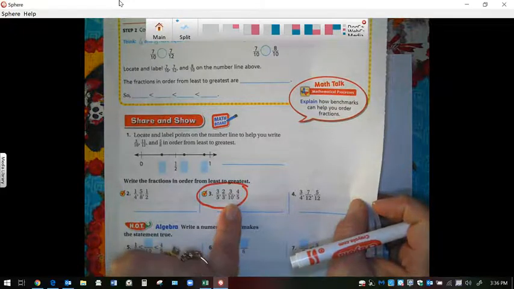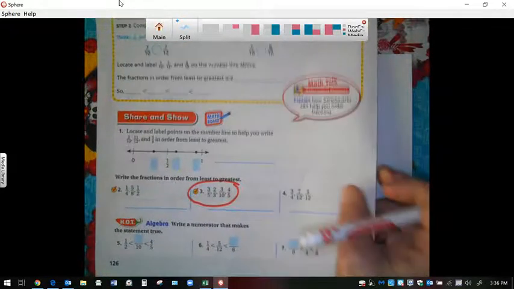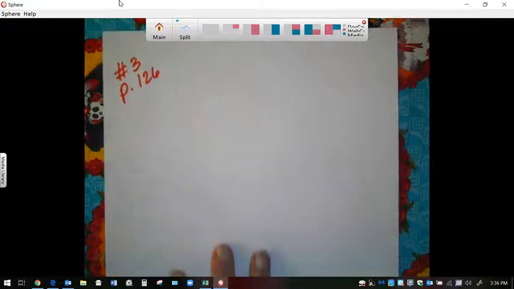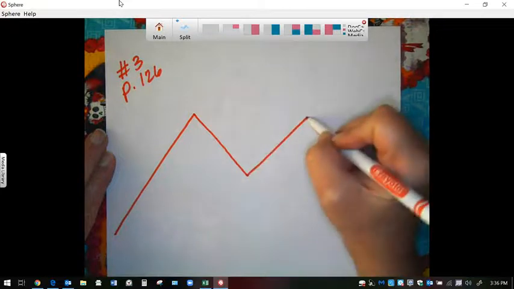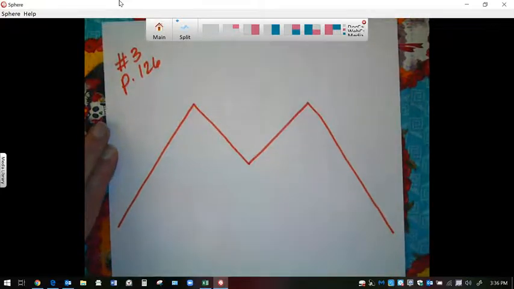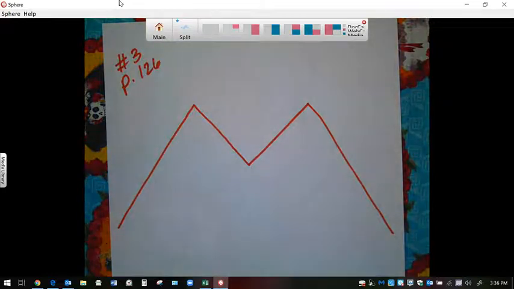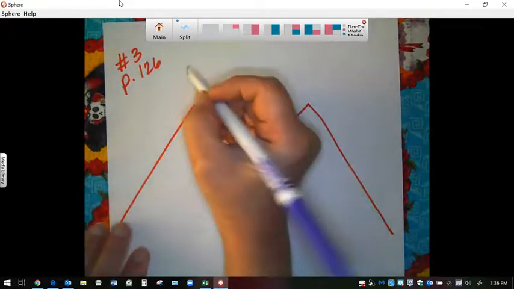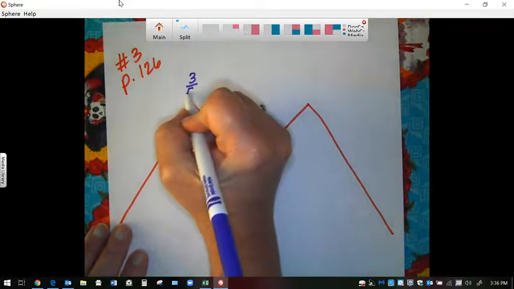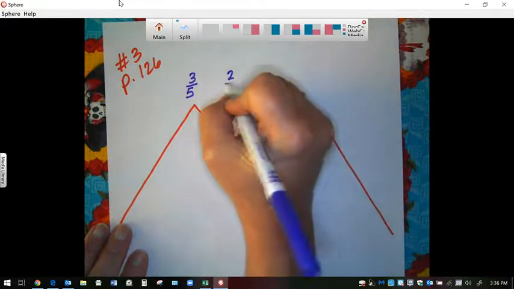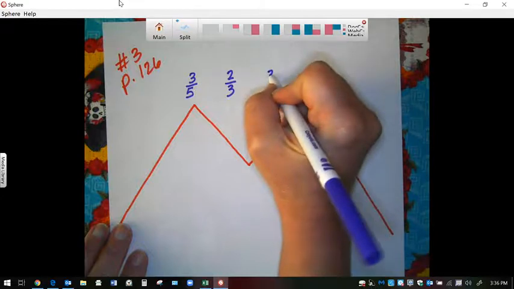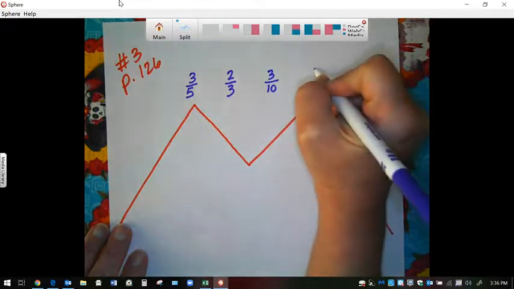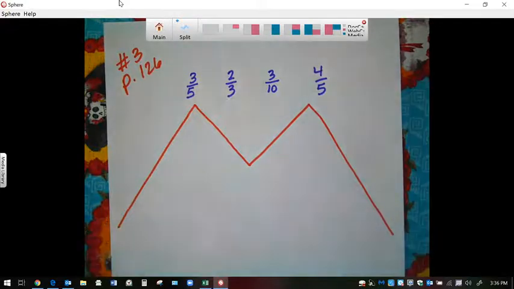And we're still going to use the M strategy, but we're going to change it up a little bit. So again, we're going to draw our M, because we're using multiples, that's why we're doing the M. And my 4 fractions, sorry, let me do a different color. 3/5, 2/3, 3/10, and 4/5. Those were my 4 fractions.